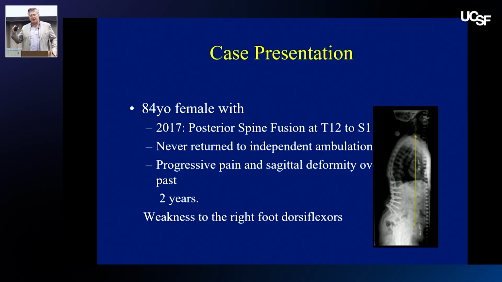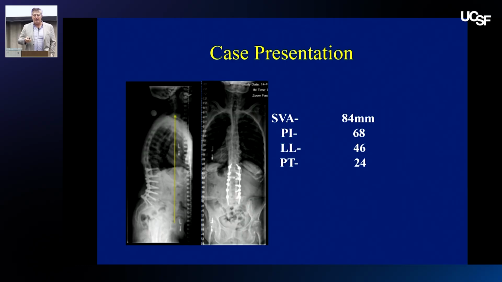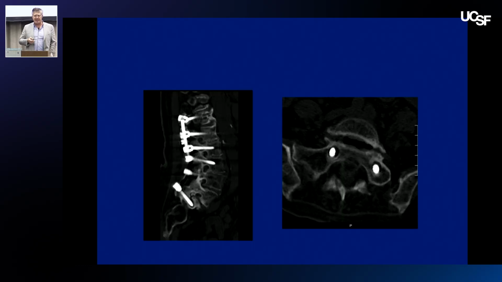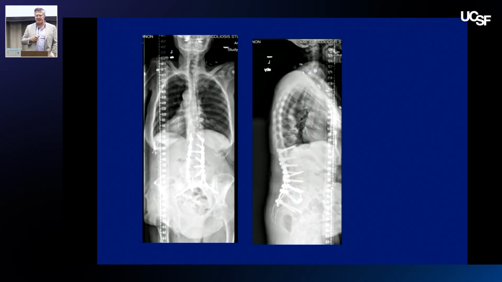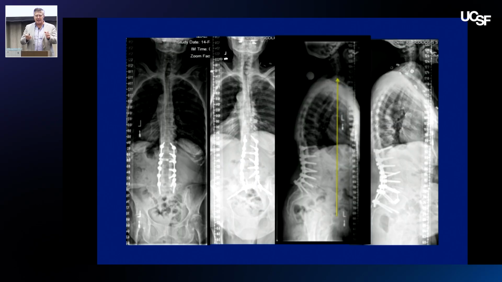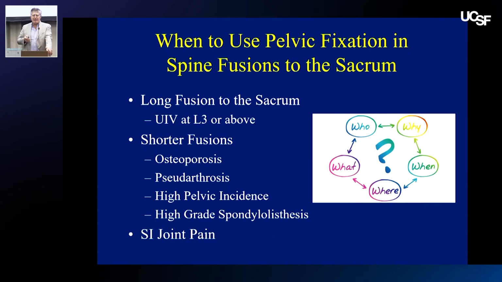84-year-old who years ago had a fusion T12 to S1, no pelvic fixation, progression, loss of alignment, progressive pain, progressive weakness, actually. You see the sagittal malalignment, the haloing around the S1 screws, no interbody at L5-S1, no pelvic fixation. So this is one that I revised front and back, and even though she was 87 with a lot of comorbidities, got her realigned. What about in shorter fusions?